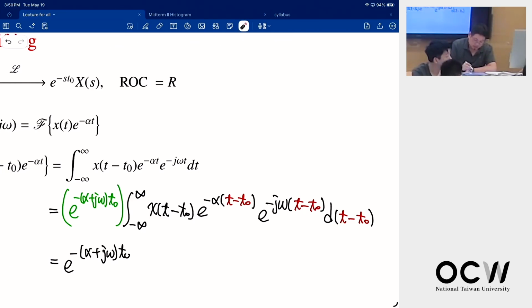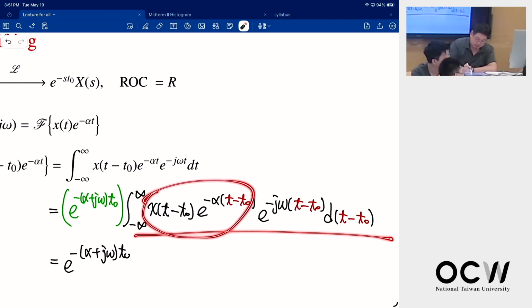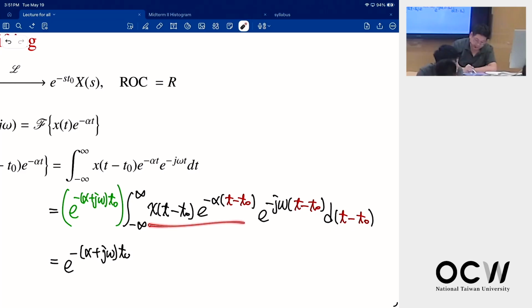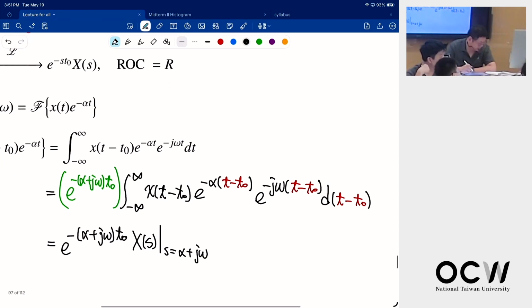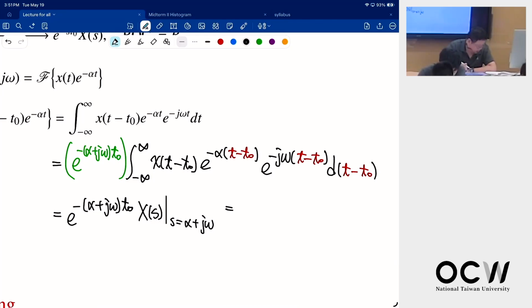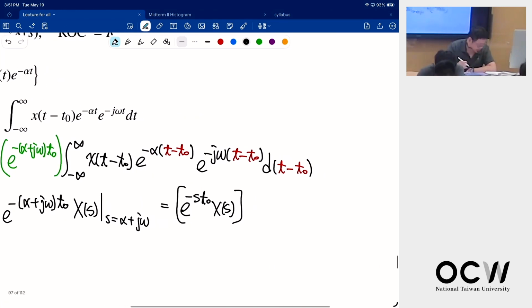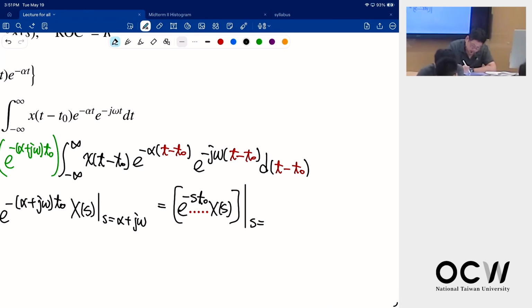This one is the Fourier transform or Laplace transform for x of s, and we say s is alpha plus j omega. Or you can think of e to the minus s t naught times x of s, and that s is alpha plus j omega.